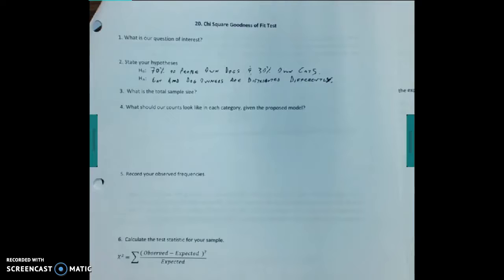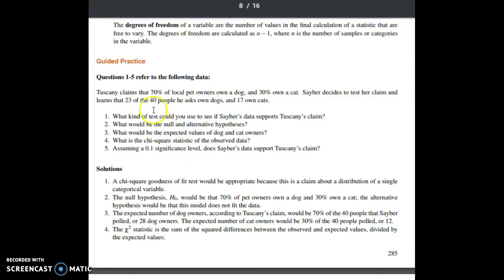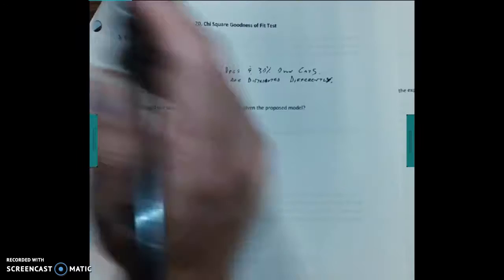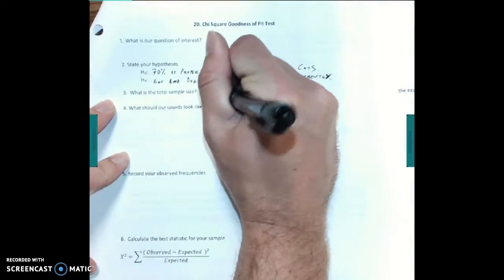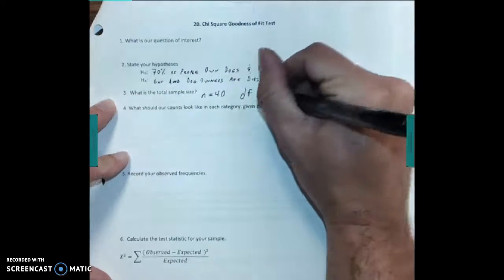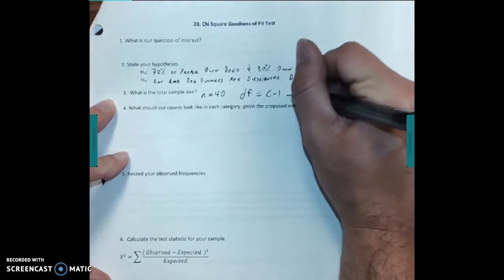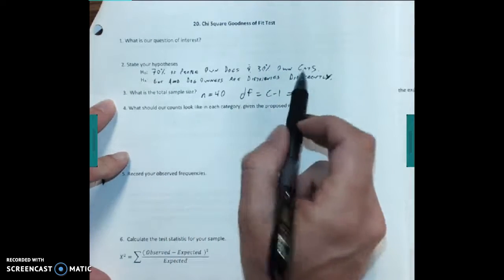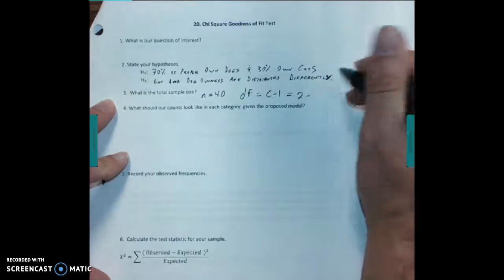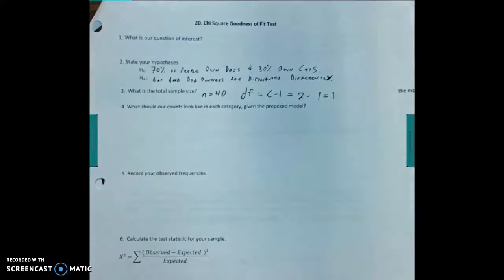Looking at the sample here, 23 of the 40 people own dogs, 17 own cats, so the total sample size is 40. But the degrees of freedom don't actually come from that sample size. The degrees of freedom come from the number of categories minus 1. There's dog owners and there's cat owners. So that'd be 2 categories minus 1. We're dealing with 1 degree of freedom.